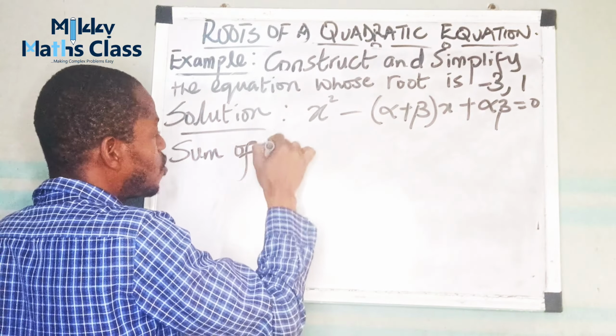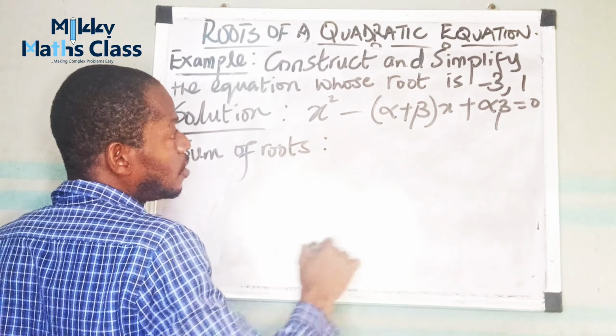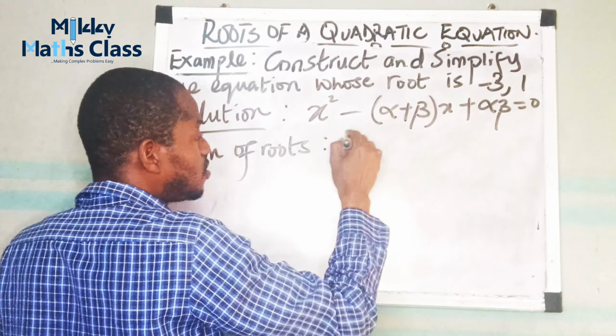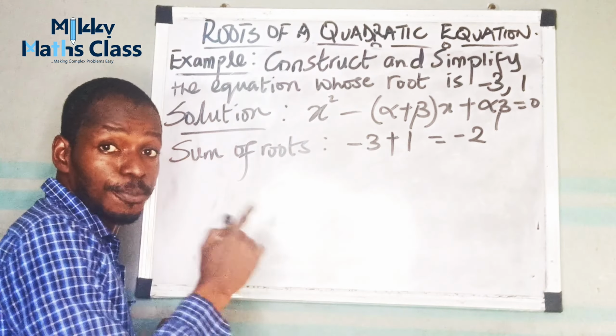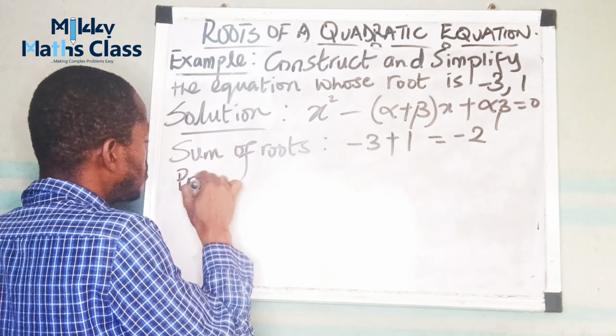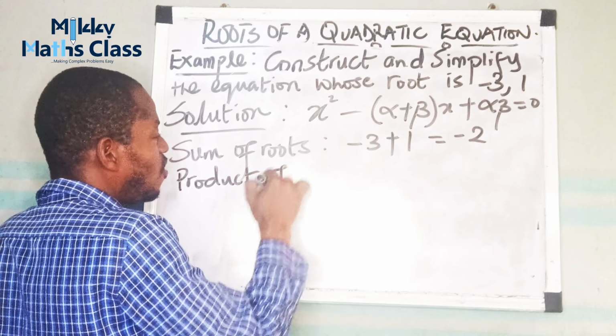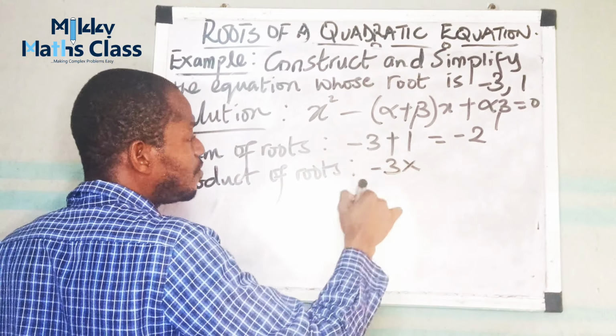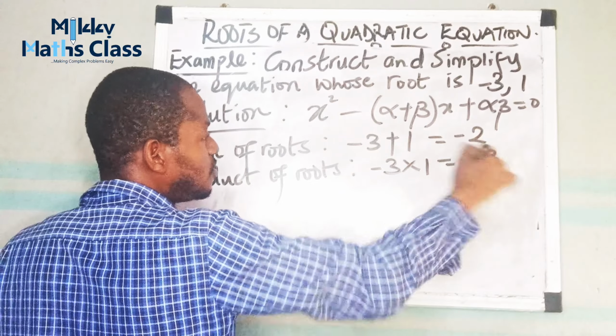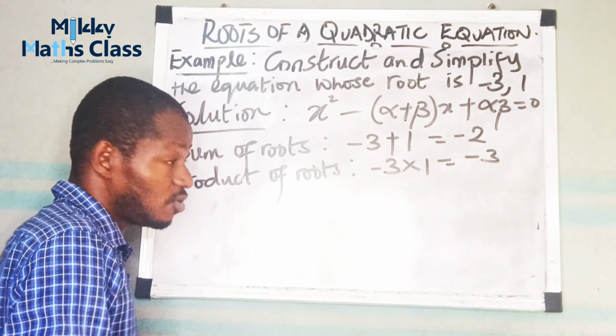Sum of roots: this is the first root, -3 plus 1, that will give us -2. Now the product of the roots will be equal to -3 times 1, which is equal to -3. Now the next thing we do, let's simplify it.